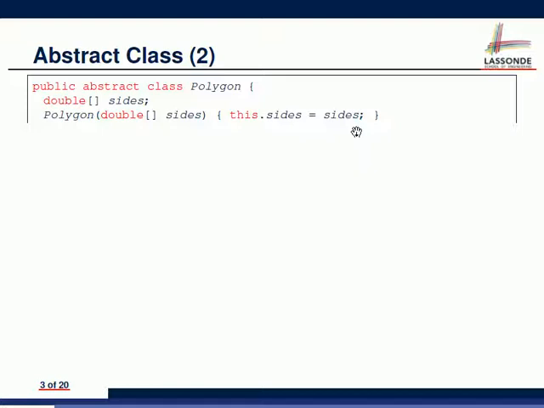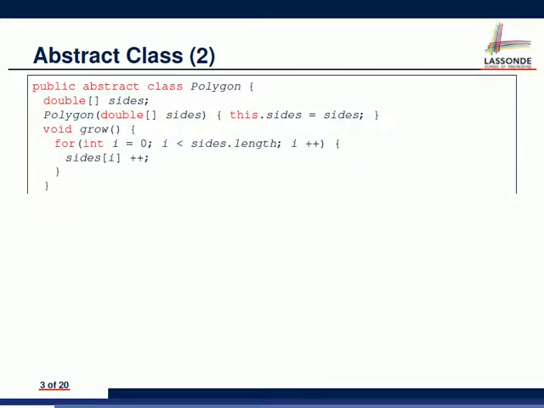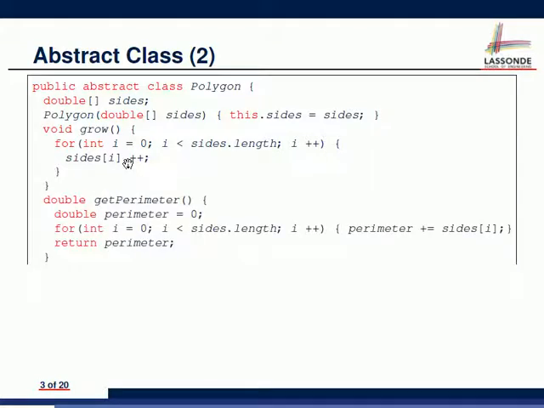By the way, the sample code is also available on the website. You should really play with it and have a look. Now we can try to grow. When we try to grow, we simply increment each side. So maybe you used to have a 2 by 3 rectangle, now it can become 3 by 4. Something like that. And then get parameter. As I said before, you can have a uniform formula for calculating the perimeter for all the descending classes. You simply sum up the sides, and then return.